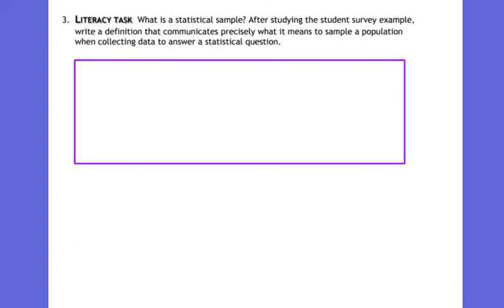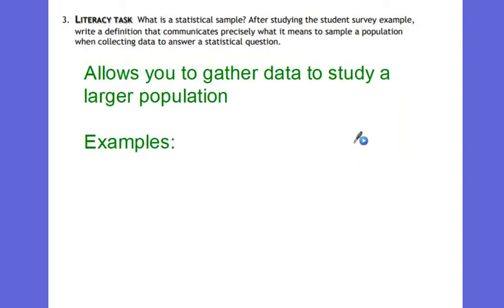Number three says, what is a statistical sample? Statistical is just data. It's looking at the math information that you're getting from a survey and just crunching the numbers. It allows you to gather data to study a larger population. And we're going to list some examples here in a second.